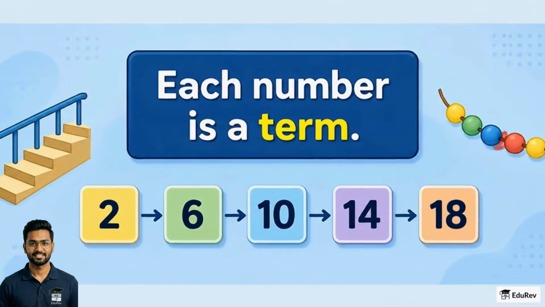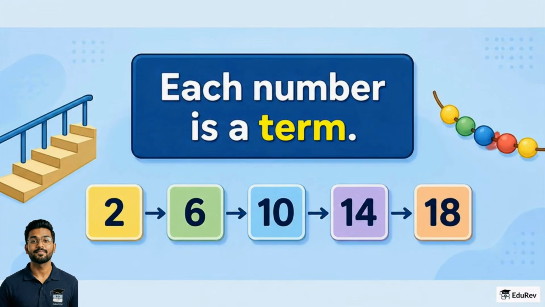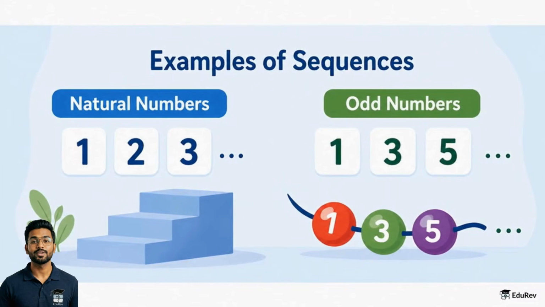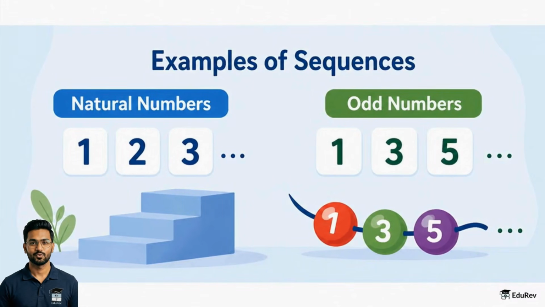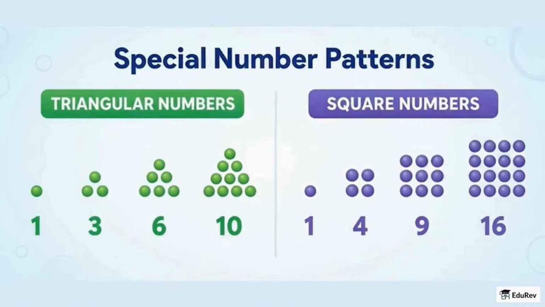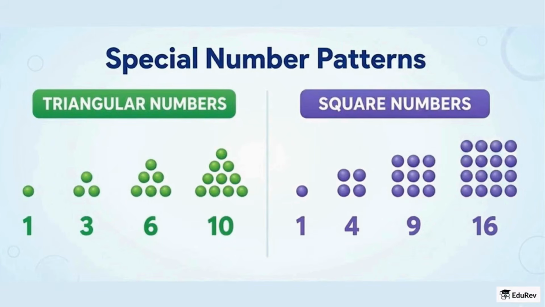Each number in the list is called a term. Some common sequences you already know are natural numbers 1, 2, 3 and odd numbers 1, 3, 5. There are special sequences like triangular numbers 1, 3, 6, 10 and square numbers 1, 4, 9, 16.